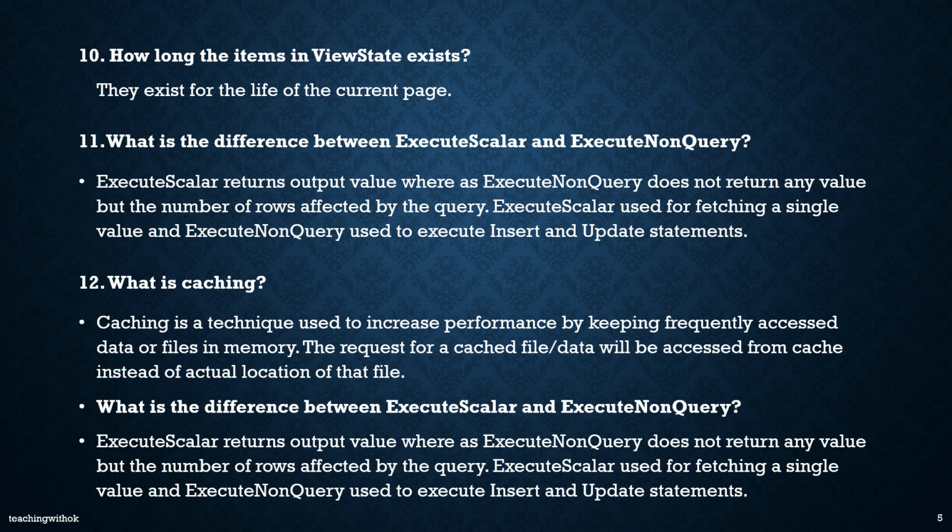Next question. What is caching? So caching is a technique used to increase the performance by keeping frequently accessed data or files in memory. The request for cached files or data will be accessed from the cache instead of the actual location of that file. So with the help of caching, we increase the performance, like the server will not get the burden of storing some data, and it will be stored at the cache position and returned from there. So it will increase the performance.